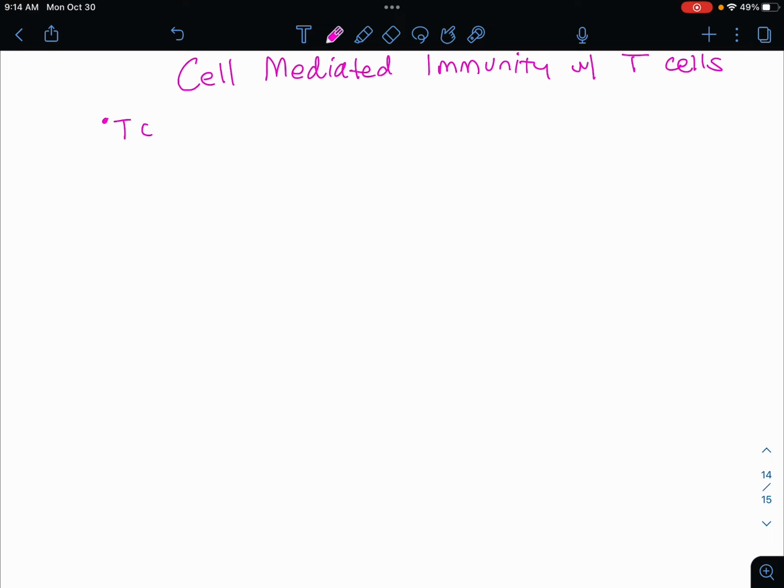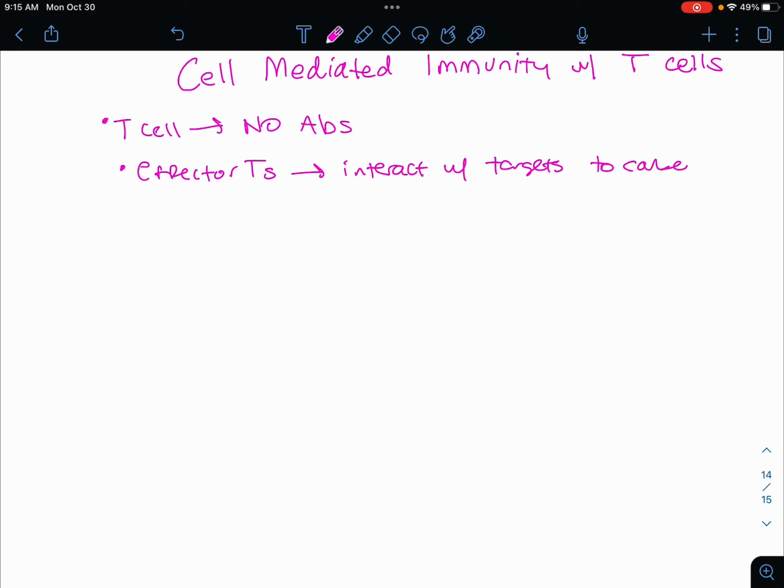That being said, the T cell, again, does not make antibodies. And the effector T cells are actually going to interact with the target cells to cause a change. Alright, next, we're going to talk about how they mature in the thymus.